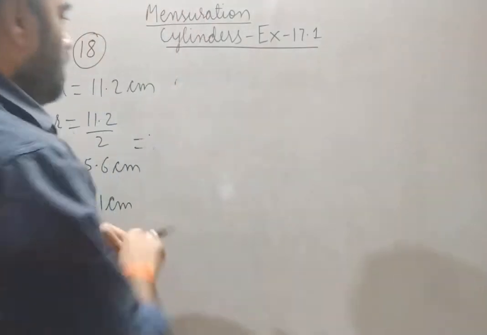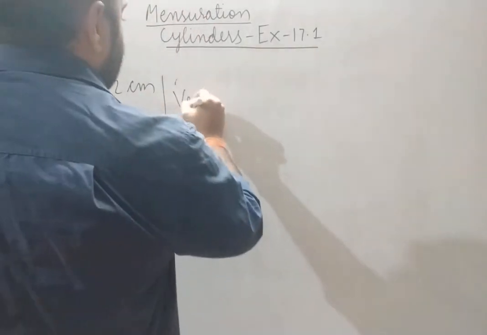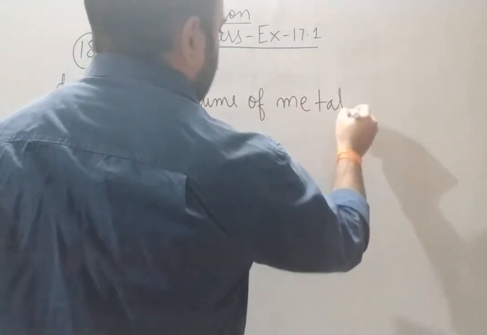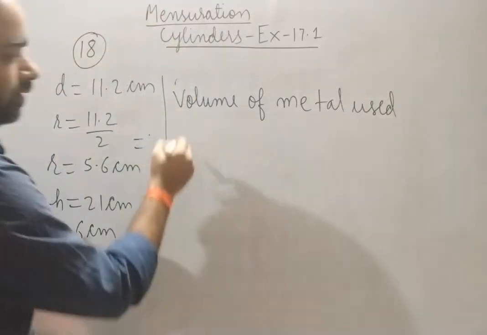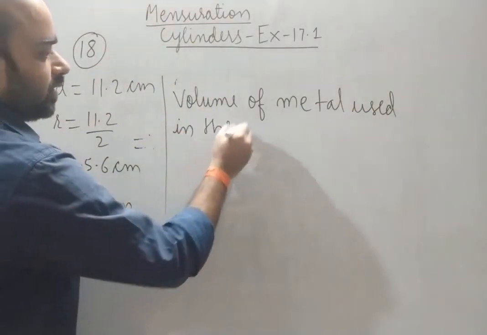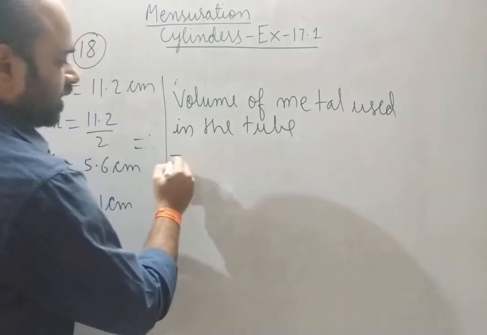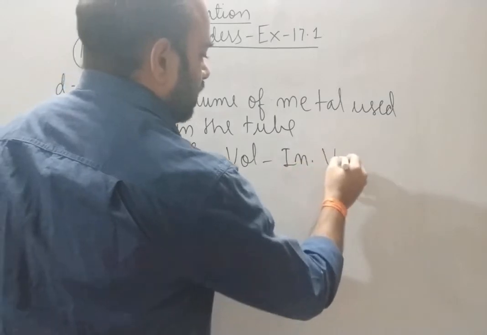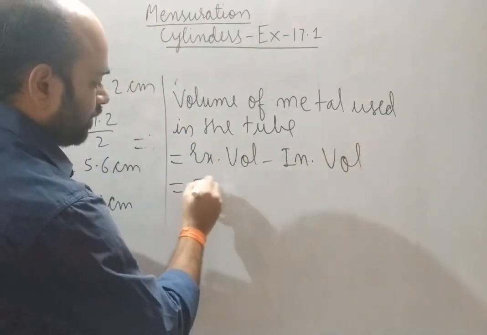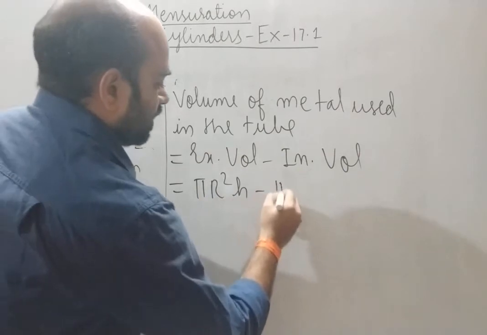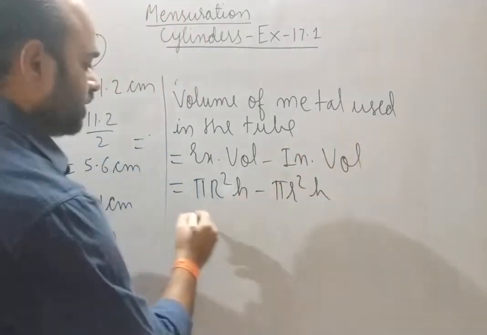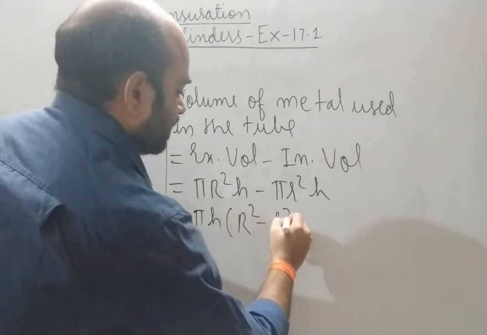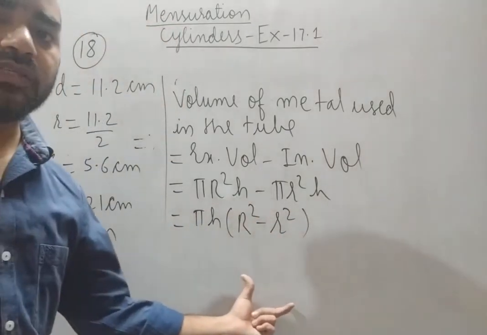So volume of the metal means we have studied volume of metal used in the tube. That will be external volume minus internal volume. That is pi capital R square h minus pi small r square h. Pi and h are common. Next time we will use directly this formula: pi h times capital R square minus small r square.